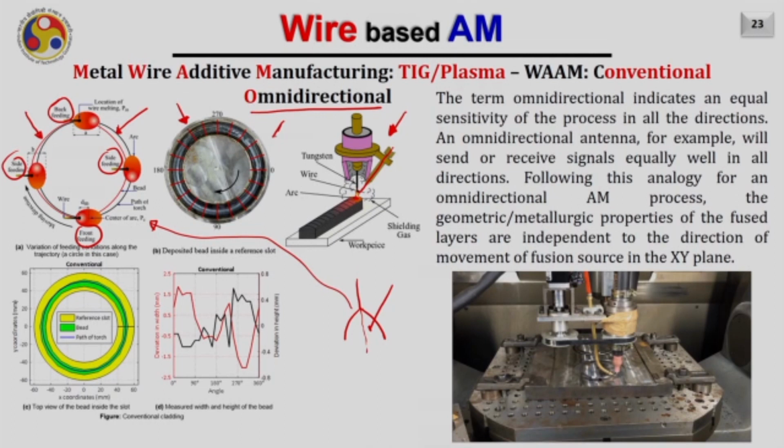You can see that when we deposit a bead inside a slot and measure its height and width, we have found a very large variation. The process is not omnidirectional and is giving a lot of variation in the deposited material. Hence, the process has to be made omnidirectional. You can see this video.